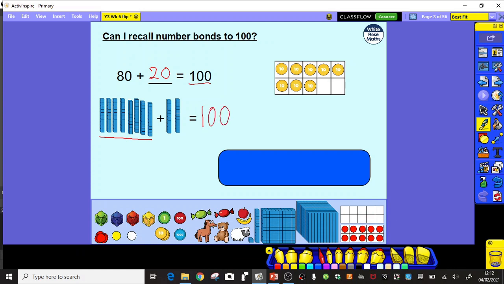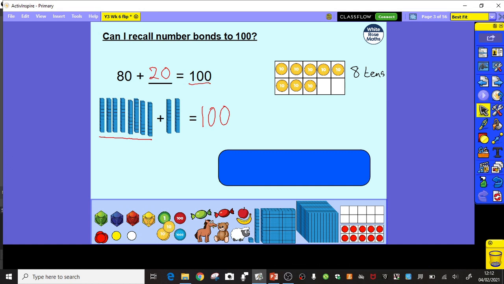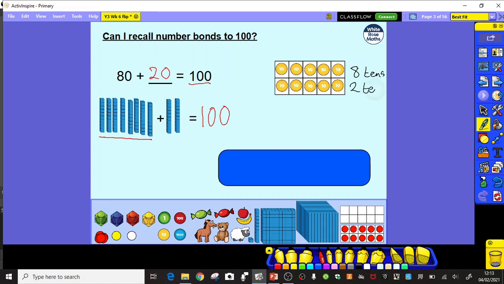And if you have a look at the 10 frame over here, you can see also that we've got 8 10s already, and to fill the frame up so we've got 10 10s or 100, how many more 10 counters do we need? Well, we can see we've got 2 gaps, so to fill up the frame we need 2 more 10s, and then that's going to give us 10 10s, which is the same as 100.